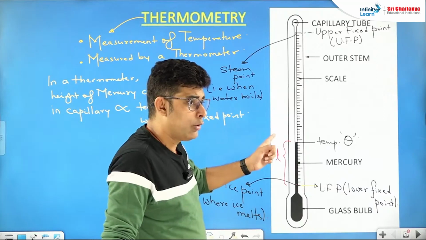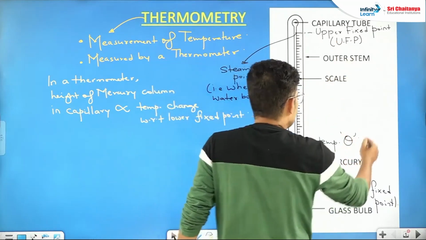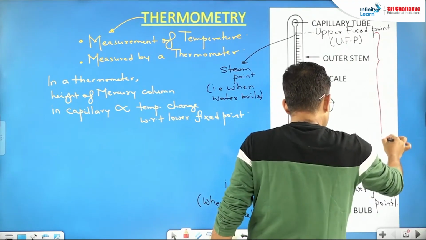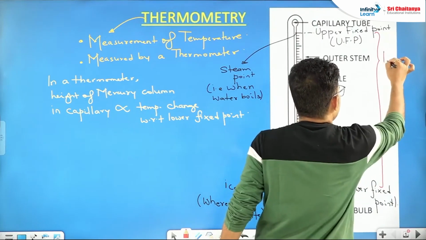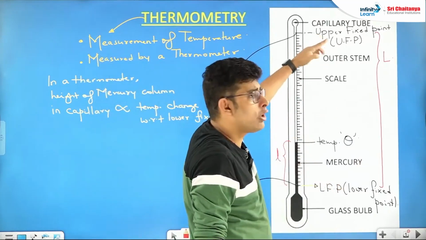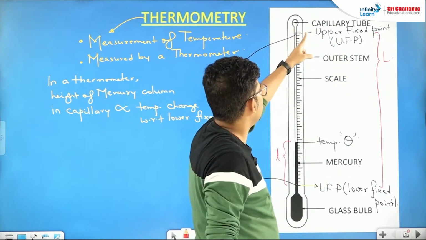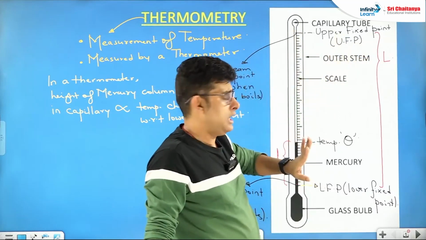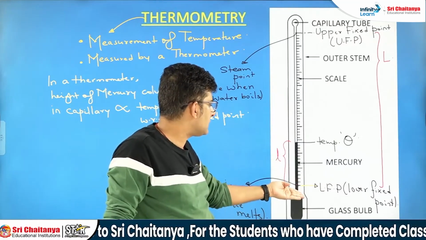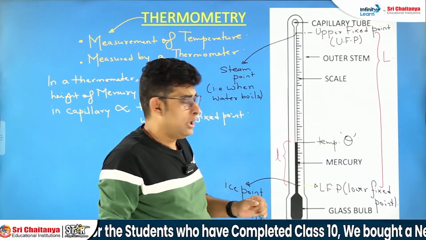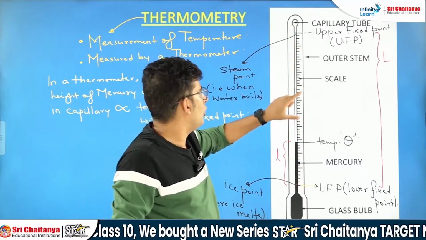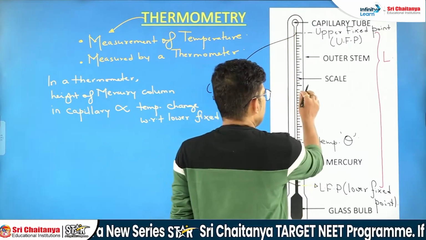Now if you see the height corresponding to the upper fixed point, let's take this length as capital L. So when will the height of the mercury column reach capital L? When the temperature will become UFP. And when will the height of the mercury column become small l? When the temperature will become theta. So all these divisions you can see, they are equal divisions. All the divisions on this scale are equally spaced.